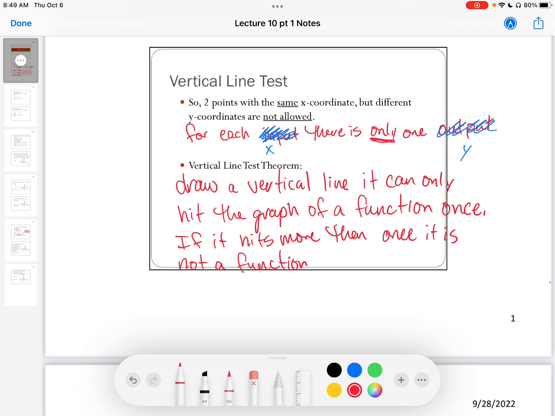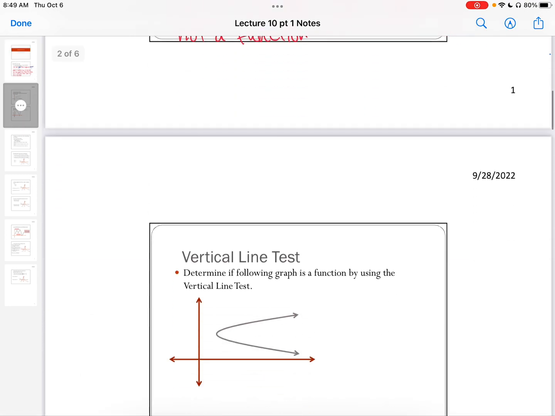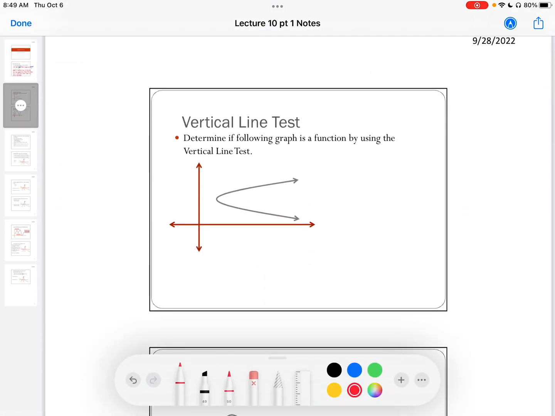Okay, so we're going to do a couple examples with our vertical line test. I know that this is not the first time that you guys have heard about the vertical line test, but we're going to run through a couple examples here. So we've got our graph down here. Okay, so I'm going to draw a vertical line. When I draw this vertical line, it can only hit in one spot. Okay, so if I draw my vertical line here, does this hit at more than one spot? Yes, it does. So what we would say is this is not a function.